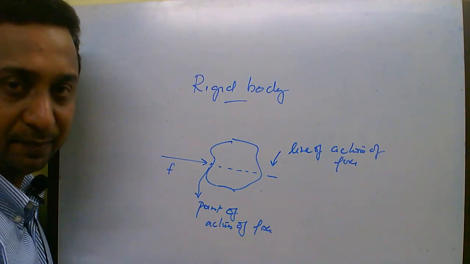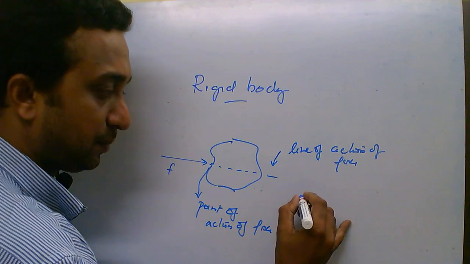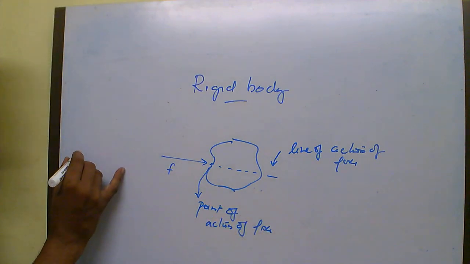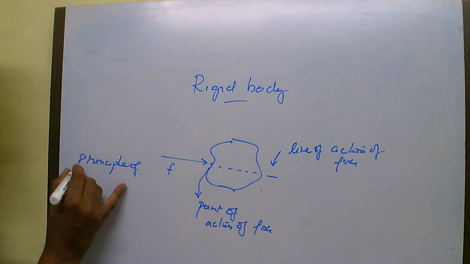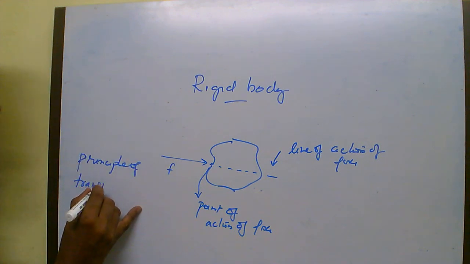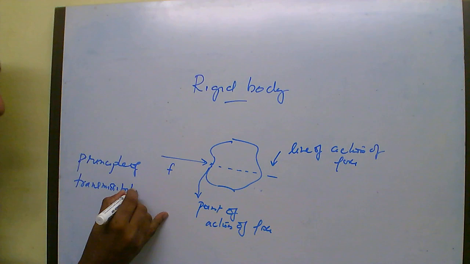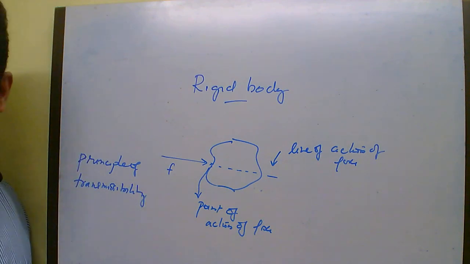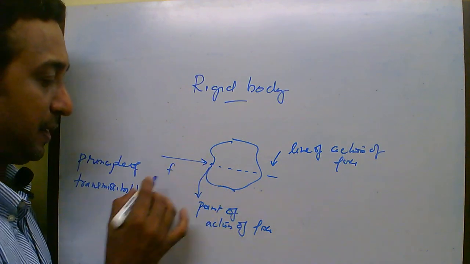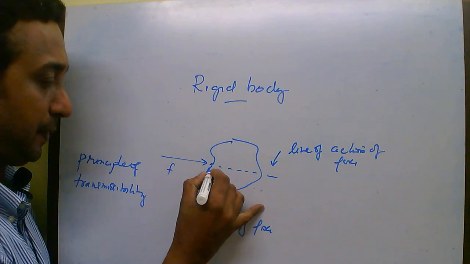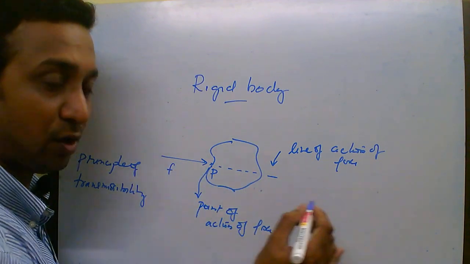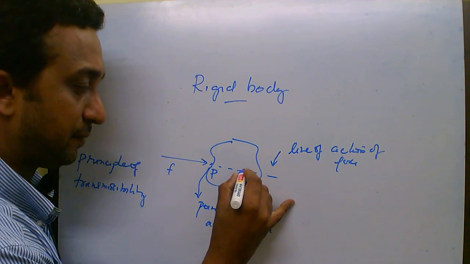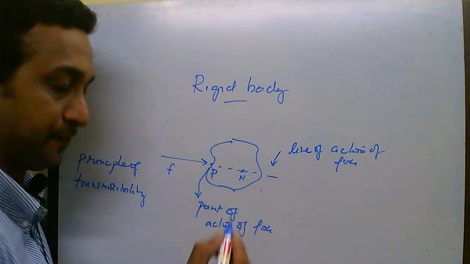And another term related to this is the principle of transmissibility. Principle of transmissibility. So what does it mean? Assume you are applying a force F at this point P. I can consider another point along the line of action of the force, somewhere here. Let that point be N.